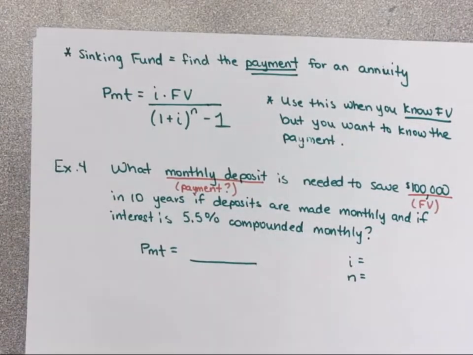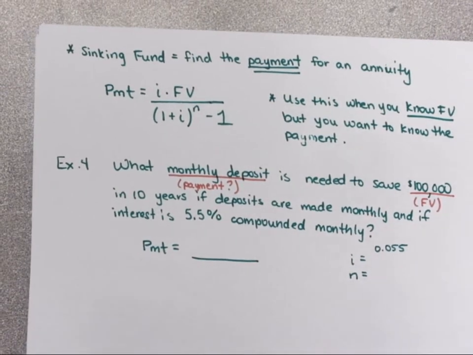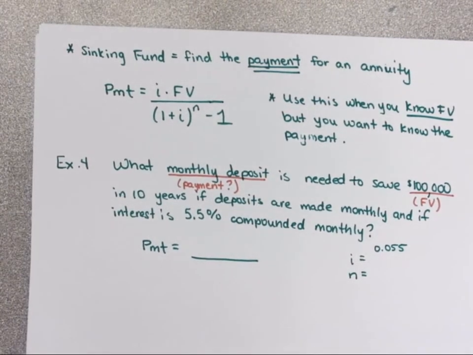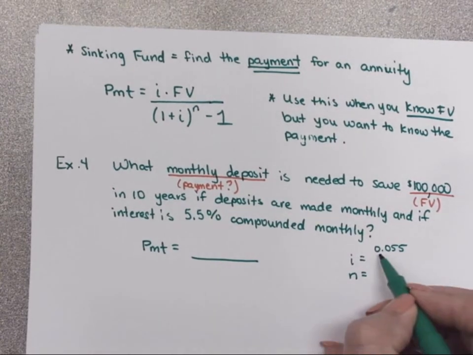Okay, so back to this example. How would I figure out the interest? It would be 0.055. Make sure you move the decimal place twice. If you say 0.55, how much percentage interest is that? 55%, and that's crazy. You're going to get way, way, way different numbers.